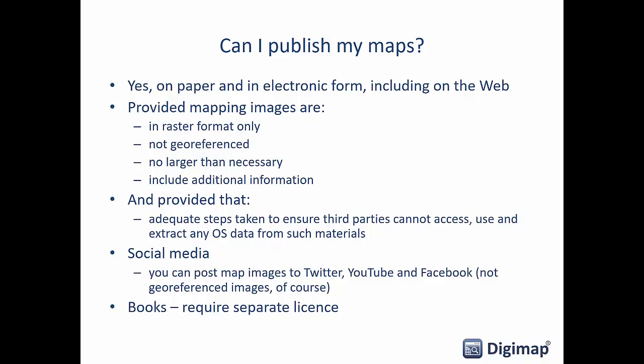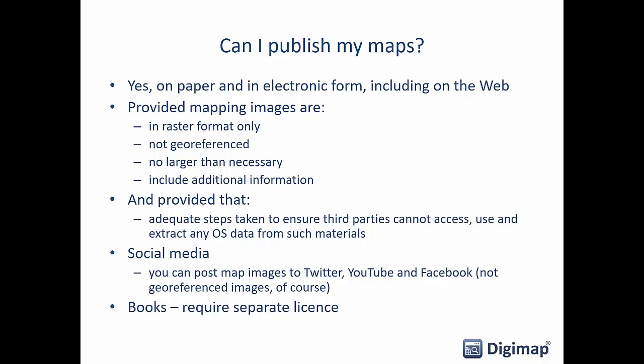The idea is that anybody reading the said article or whatever that you've published should not be able to take the data and use it elsewhere. If it's georeferenced, it suddenly becomes data rather than just an image. So you can publish stuff, provided that you've also taken adequate steps to ensure that third parties can't extract any data from the materials that you've published. That's my point.